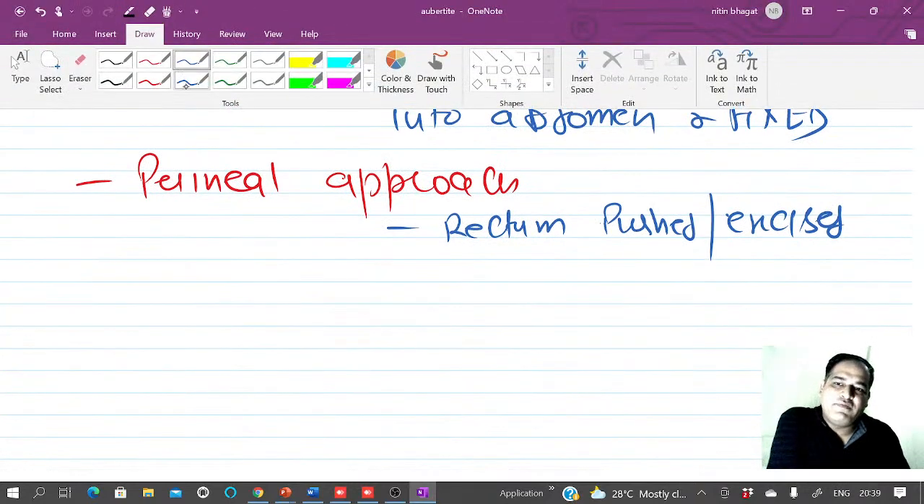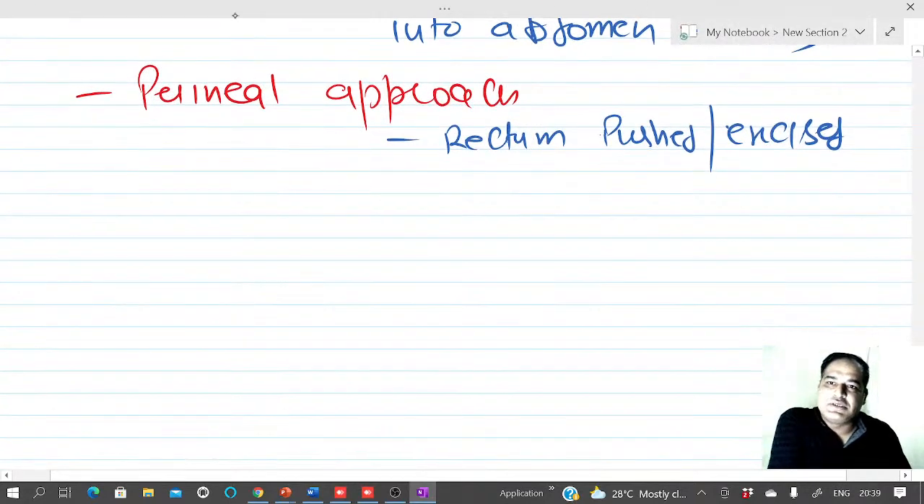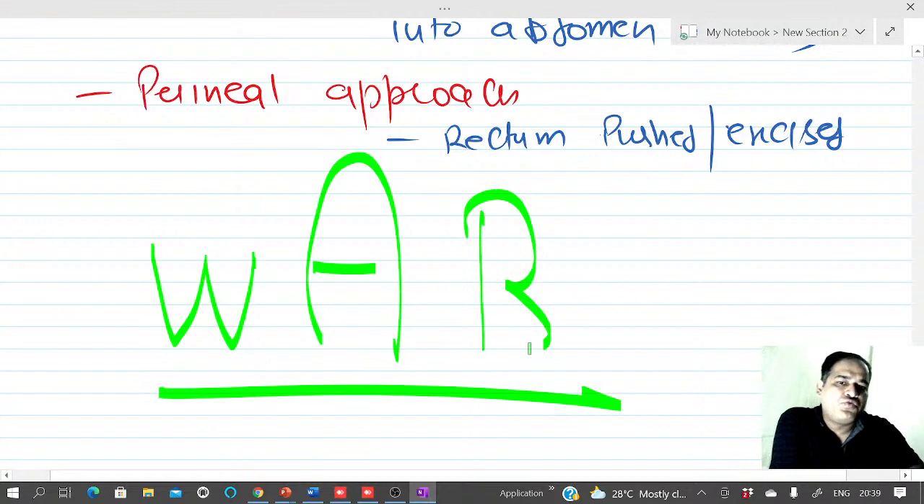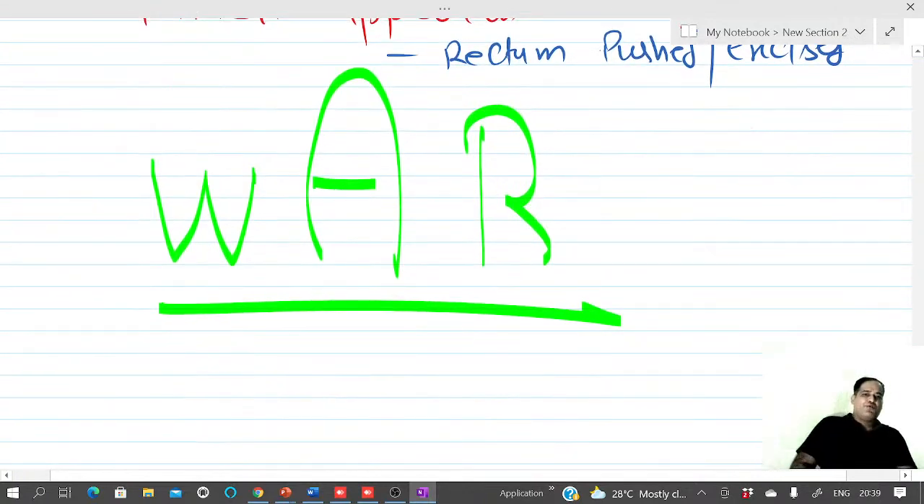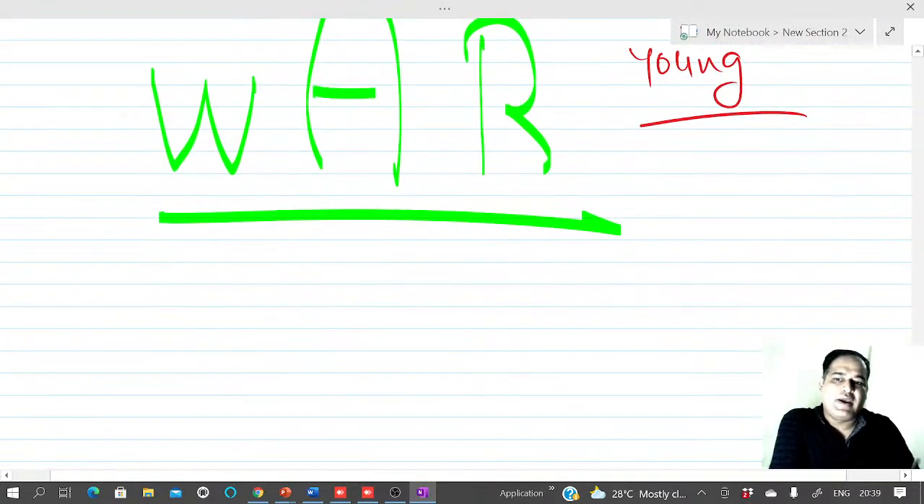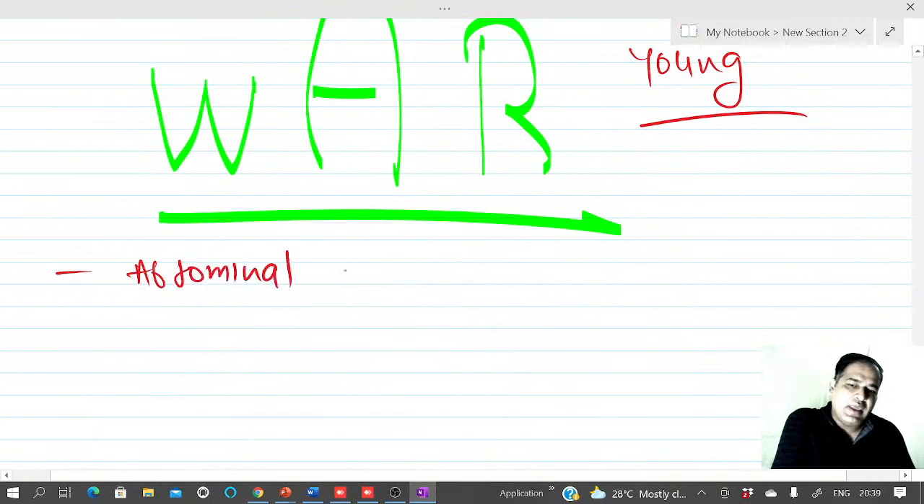Now the mnemonic here, which I keep on telling in the classes, is this: if there is a war, who goes to the war? The young people will go to the war. So in young people, abdominal surgeries are done.